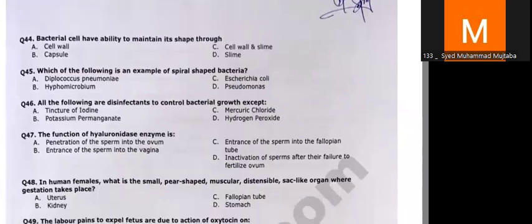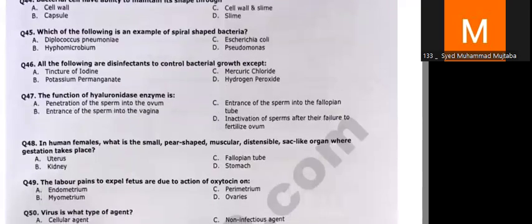Now in question 46, all three of these are disinfectants. Hydrogen peroxide and potassium permanganate are used to disinfect organisms, and whenever we need to clean surfaces or even create aseptic conditions we use these chemicals. However, tincture of iodine is not used to control bacterial growth.